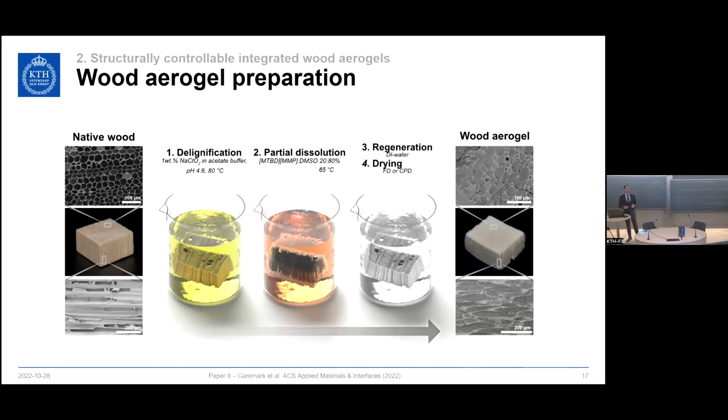We prepared the aerogels by firstly delignifying them, and then we treated them in the partial dissolution using the IL mixed with DMSO in a ratio of 20 to 80 weight percent. We then heated it to 65 degrees Celsius and regenerated the wood in DI water and dried it using freeze-drying or critical point drying.